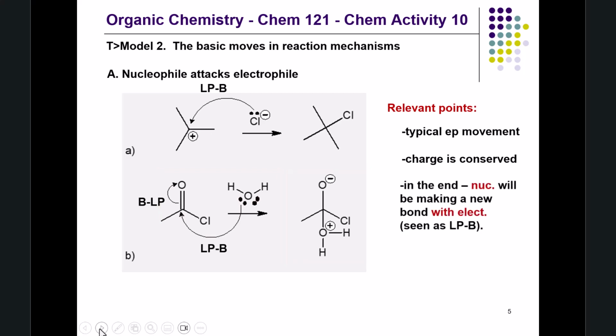And finally, in the end, for a nucleophile attacks electrophile, the nucleophile will be making a new bond with the electrophile. So watch for that.